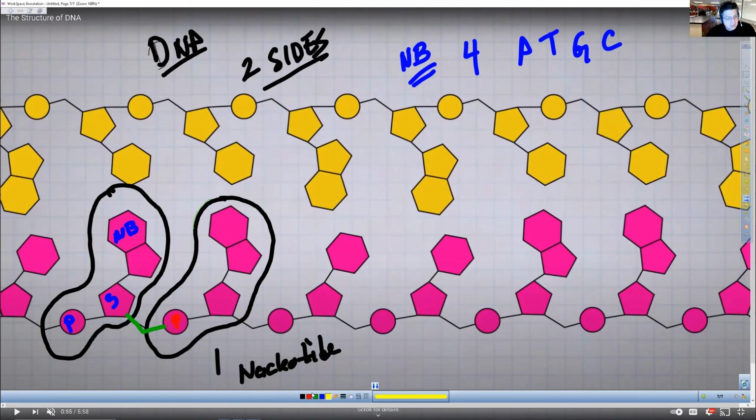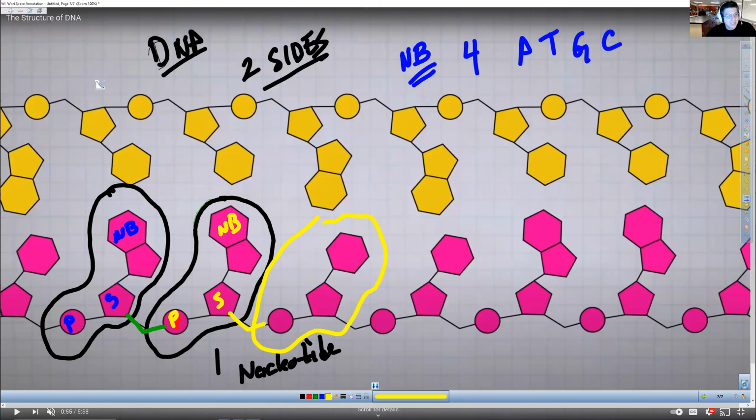Actually, that's not good. You can't see that really well. Phosphate group, sugar, nitrogenous base, right? And if you see how the sugar is connected to the phosphate group of the other one, that's how these nucleotides are connected. All right, so that's how you build a strand.